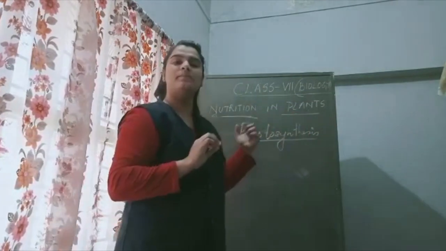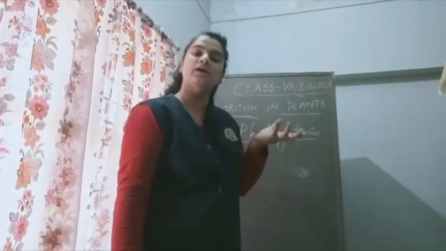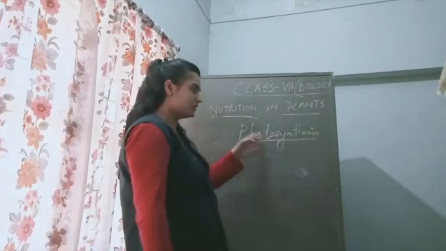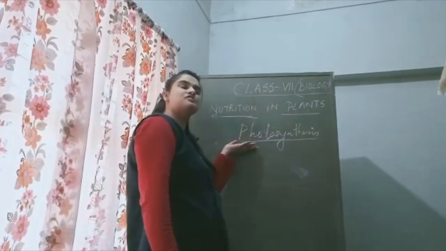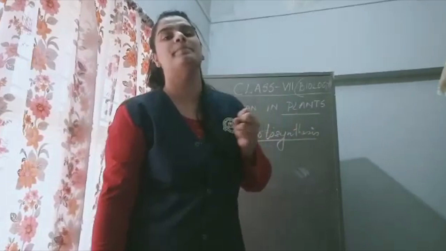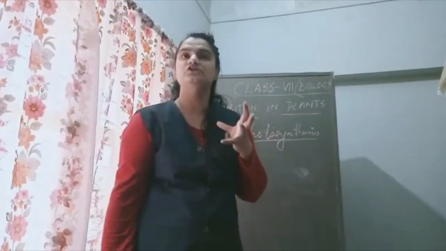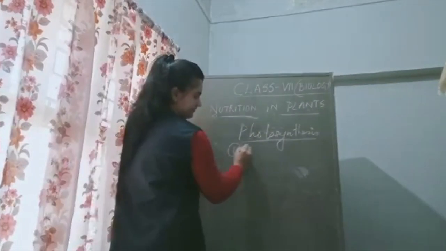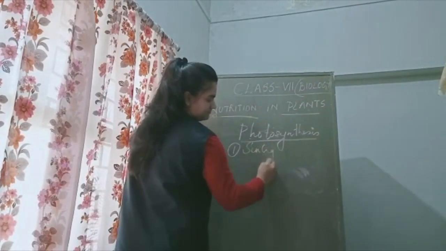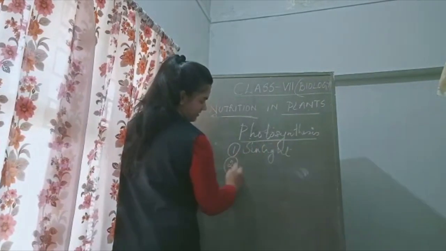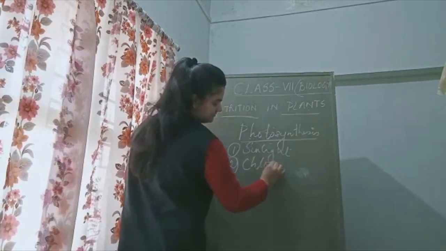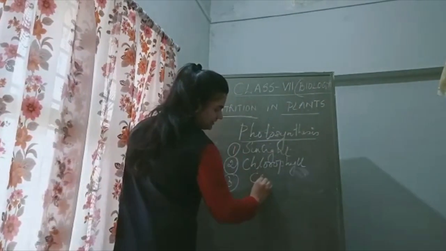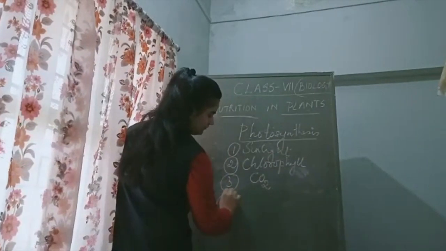We all know green plants prepare their own food. How are they able to prepare their own food? That is by the process called photosynthesis. So what is actually photosynthesis? It is a process by which green plants are able to prepare their own food. What are the conditions required, or the factors on which they prepare their own food? One, sunlight. Second, chlorophyll. Third is carbon dioxide, and the fourth one is water.